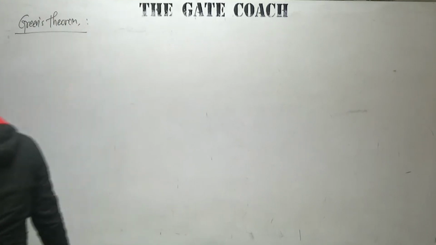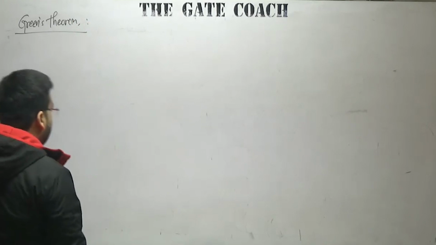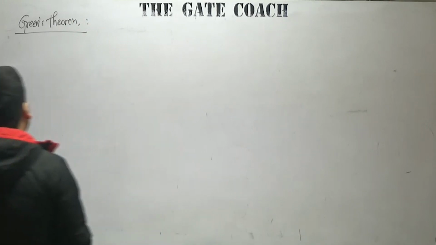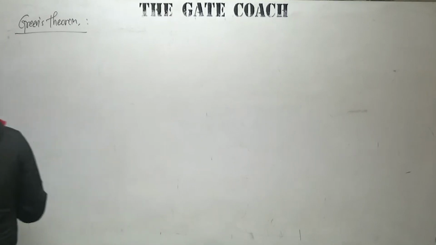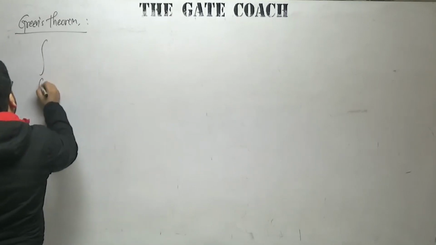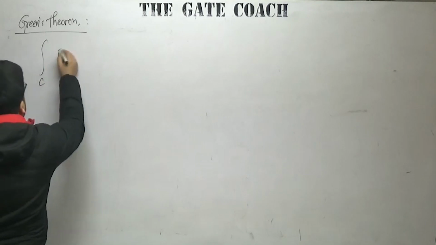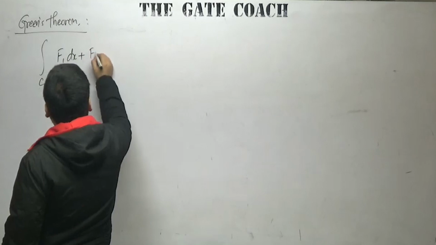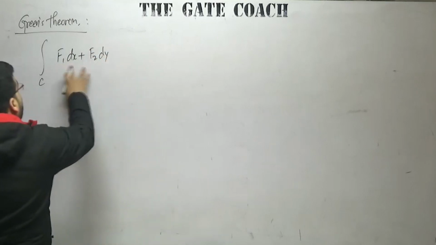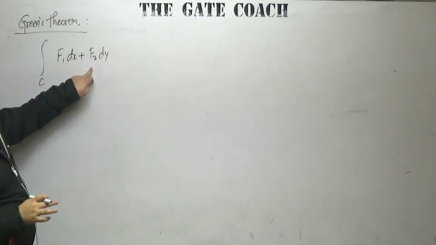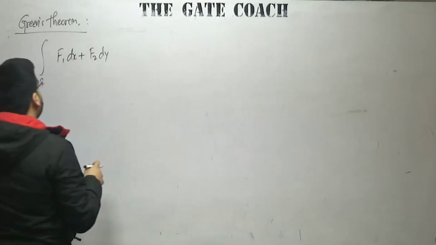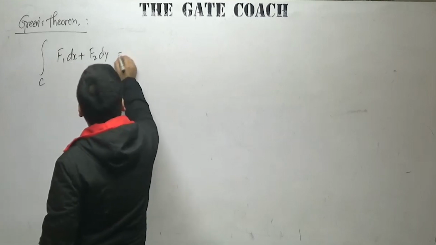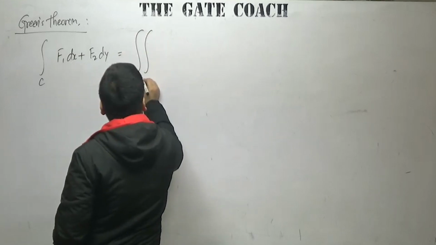Green's theorem is basically used to convert a line integral into a surface integral. How can we convert a line integral into a surface integral? The integral over C of f1 dx plus f2 dy, just look at how it is varying, where C is a continuous contour or a continuous curve, is given by a double integral along the region R.